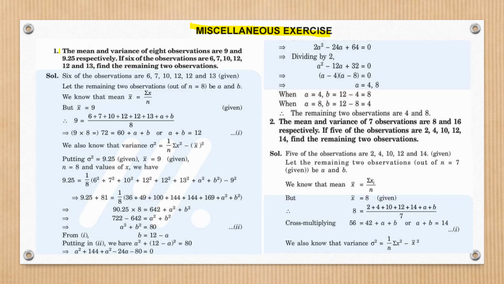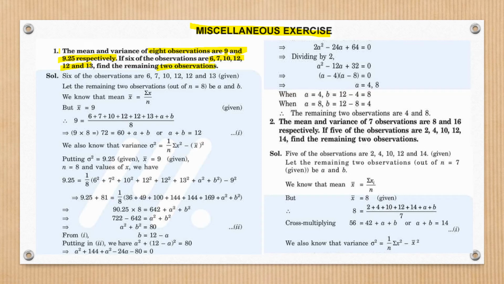The mean and variance of 8 observations are 9 and 9.25 respectively. There are a total of 8 observations whose mean is 9 and variance is 9.25. If 6 of the observations are given, 6, 7, 10, 12, 12 and 13, find the remaining 2 observations. So this is the question, a very important type of question.